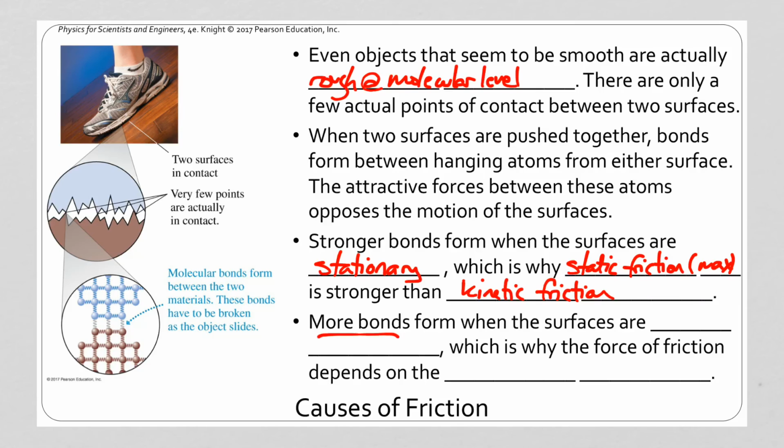We're also going to have more bonds being formed when the surfaces are pushed together more strongly. And so that's why the force of friction depends on the normal force. A larger normal force means that the surfaces are being pushed together, which means you're going to have more points of contact. So you're going to have more bonds, which is going to give you a stronger force of friction.